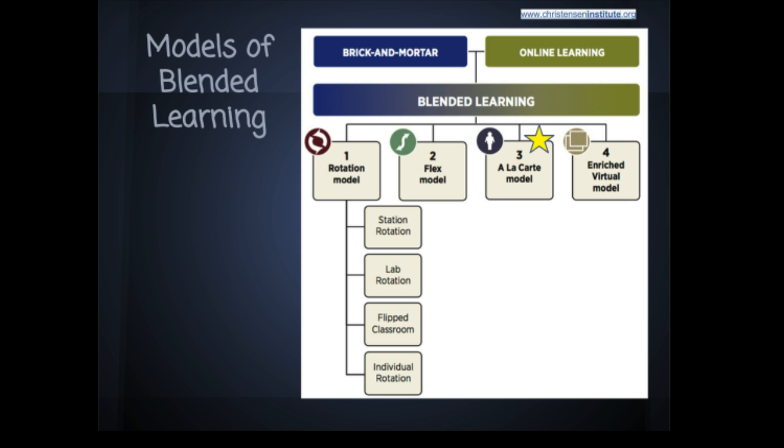The third one is the a la carte model. This used to also be known as the self-blend model. It's a program in which students take one or more courses entirely online with an online teacher of record and at the same time continue to have brick and mortar educational experiences. Students may take the online courses either on the brick and mortar campus or off-site. This differs from full-time online learning and the enriched virtual model because it is not a whole school experience.